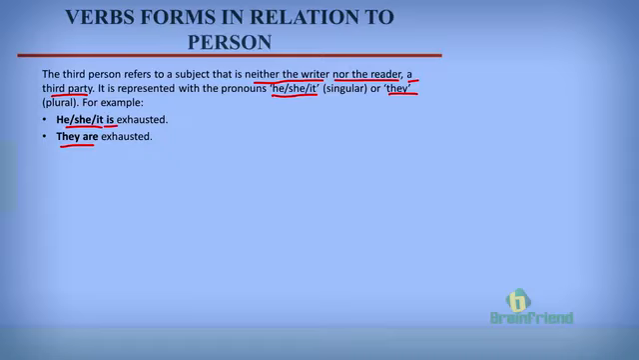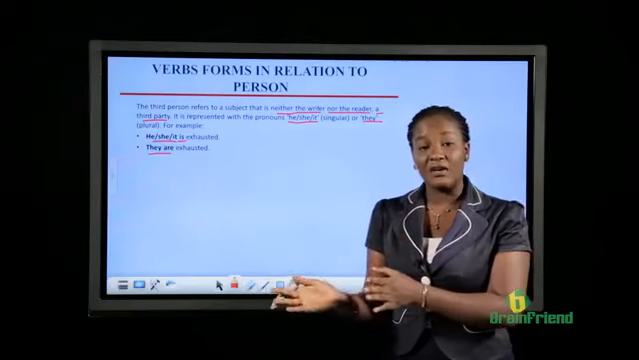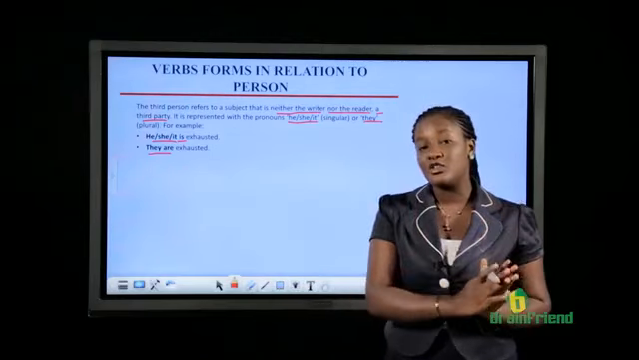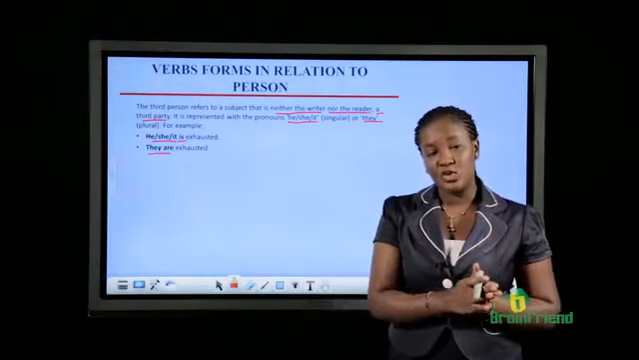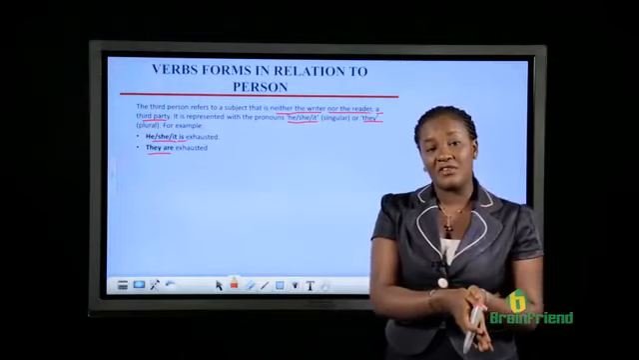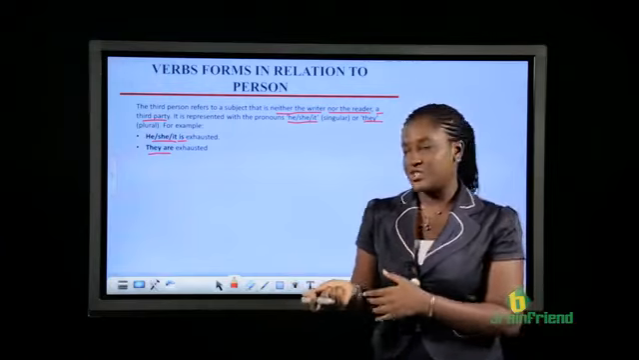It would be wrong to say "they is exhausted" because "is" is a singular verb meant for a singular subject, but "they" refers to a group of people. So we can't mix it up. We cannot use a singular verb for a plural subject.